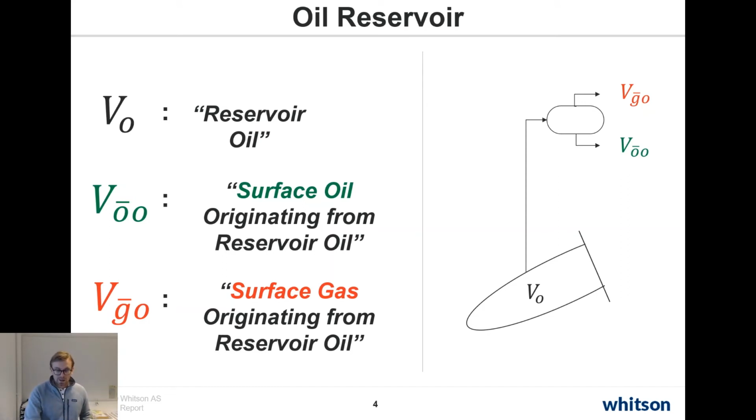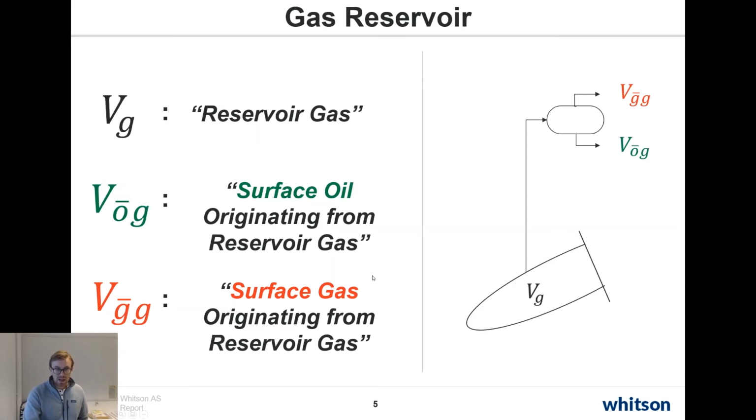And we'll see that when we actually move over to the gas, where reservoir gas volume we denote as V subscript G. So that's the gas volume in the reservoir. And then if we produce surface oil that's originating from the reservoir gas, typically we refer to this as condensate that is in solution with the gas.